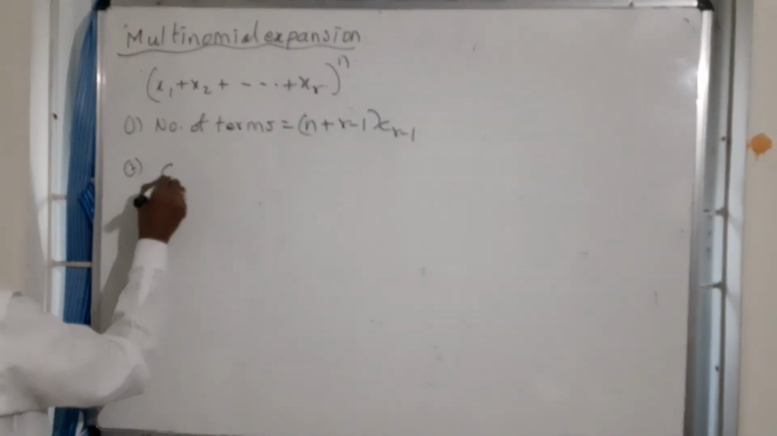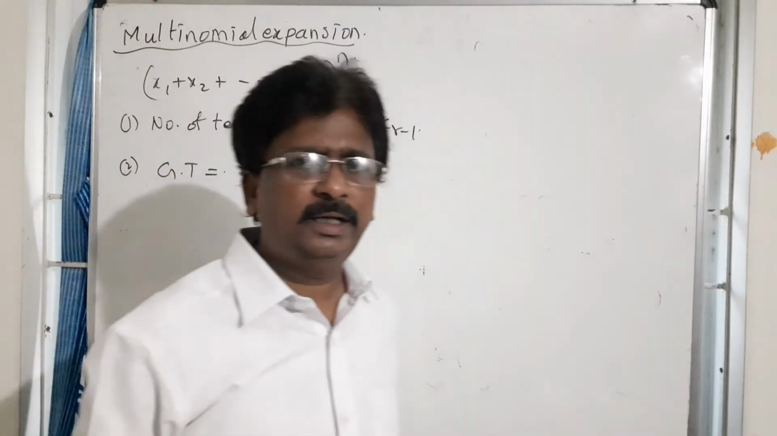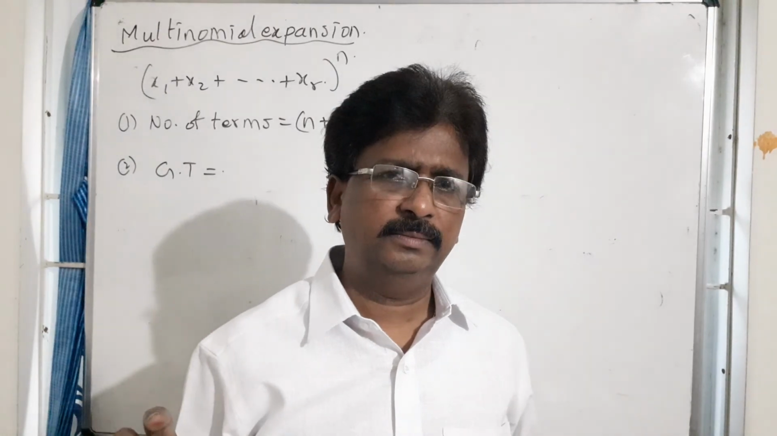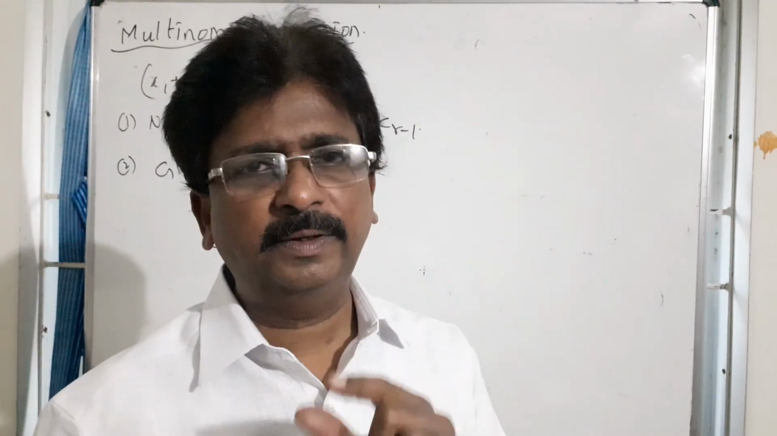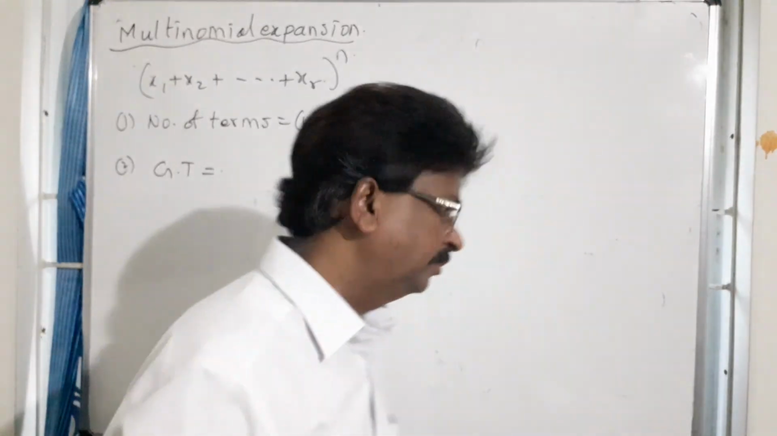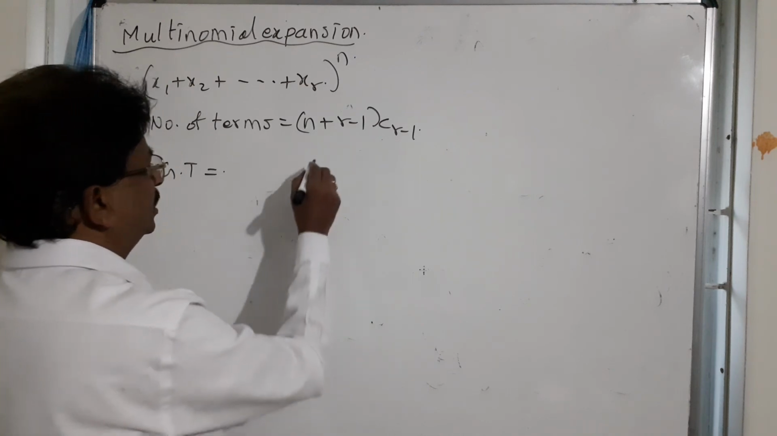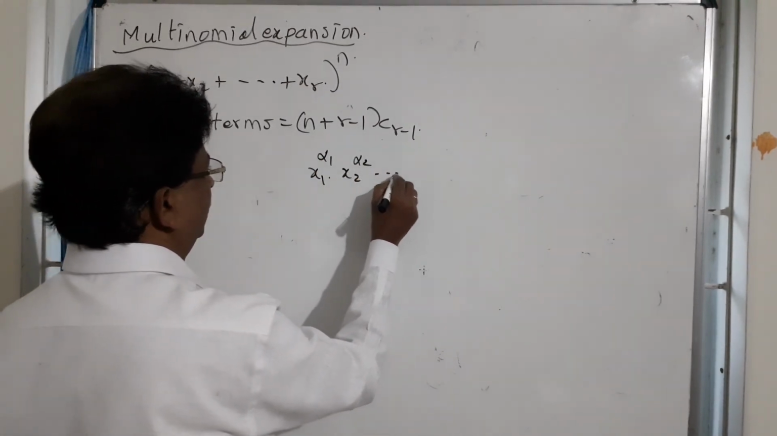Next, the general term: we assumed that x1 power alpha 1, x2 power alpha 2, and so on. What is the coefficient? If the x1 power is alpha 1, x2 power alpha 2, so we want to write the coefficient whenever the x1 power is alpha 1, x2 power alpha 2, and so on.